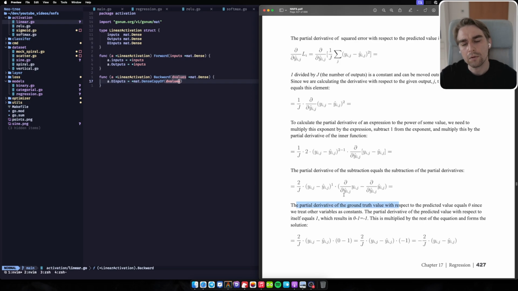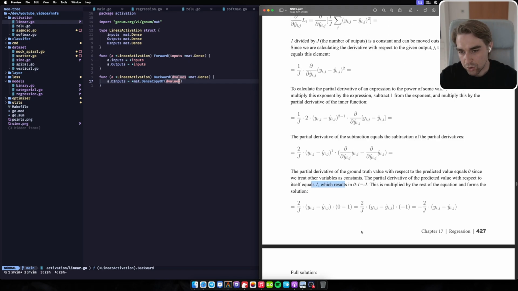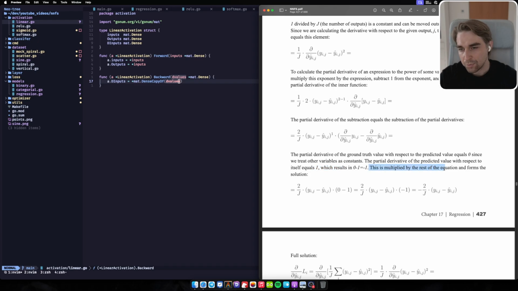Oh, yeah, this will turn into 0, yes. The partial derivative of the ground truth value with respect to the predicted values equals 0, since we treat other variables as constants. Yeah, this is another variable. The partial derivative of the predicted value with respect to itself equals 1, which presents this multiplied by the rest of the equation and forms the solution.